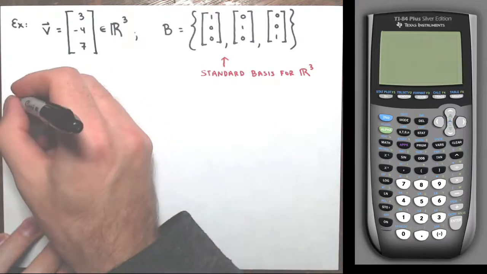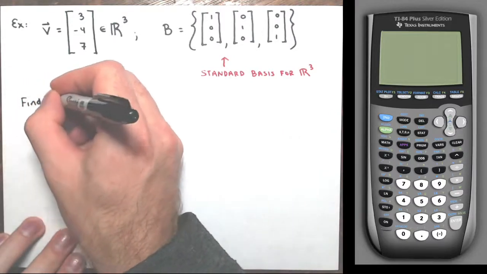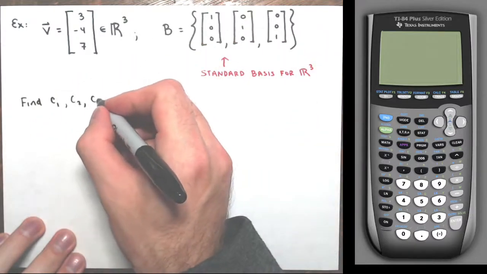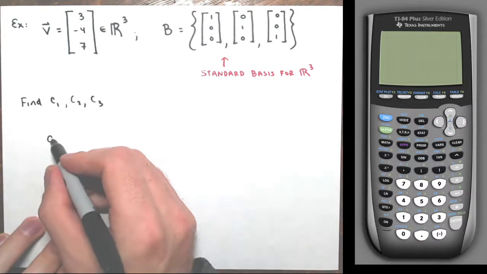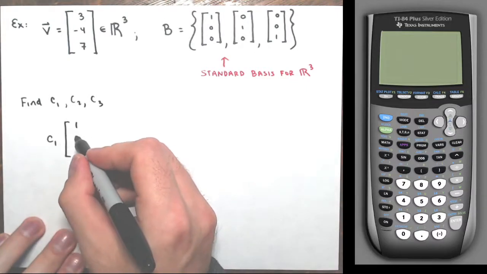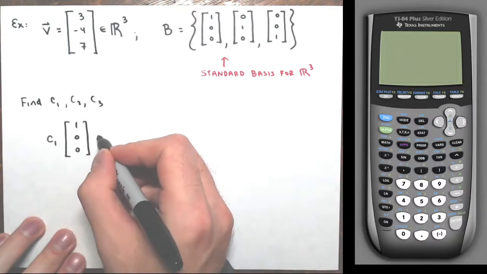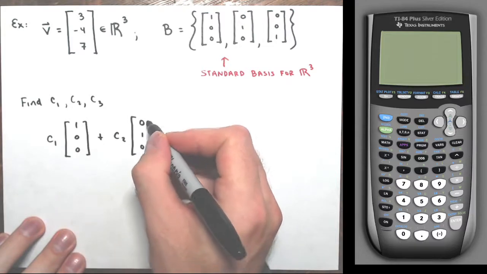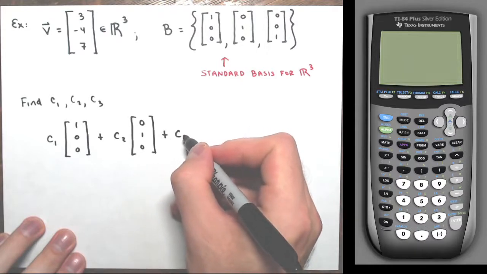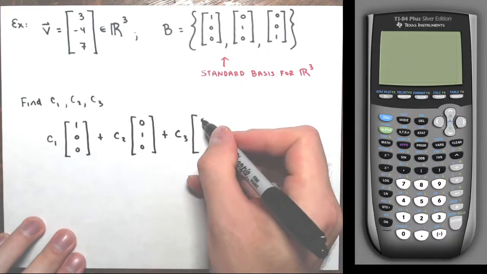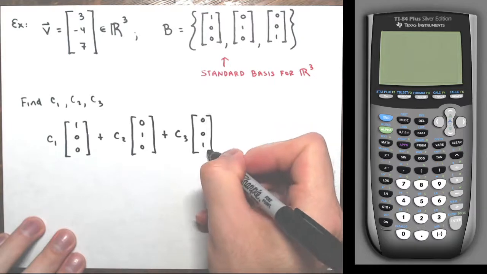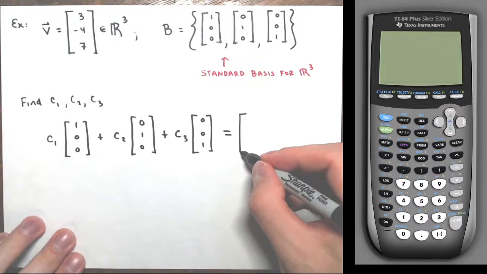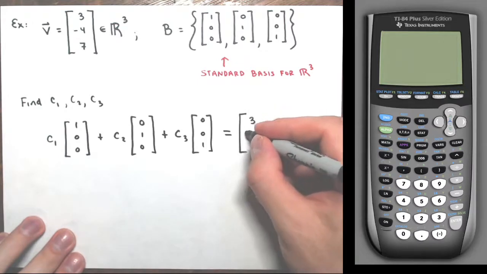So again, what we're trying to do is find, since there are 3 vectors in the basis this time, C1, C2, and C3, such that C1 times 1, 0, 0 plus C2 times 0, 1, 0 plus C3 times 0, 0, 1, this linear combination of the basis vectors, is equal to V, the vector from R3, 3, -4, 7.